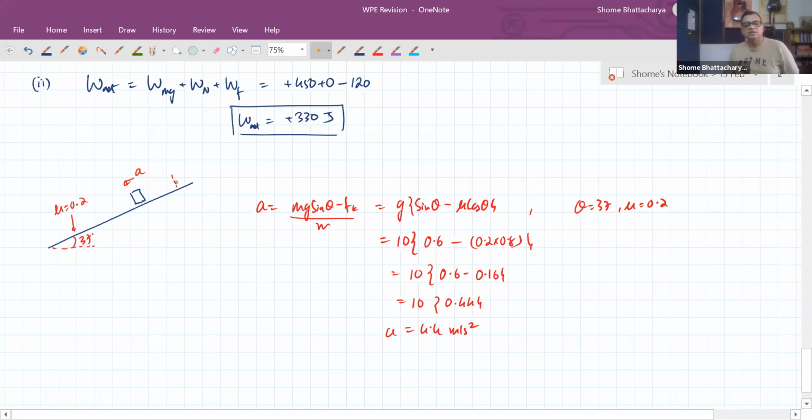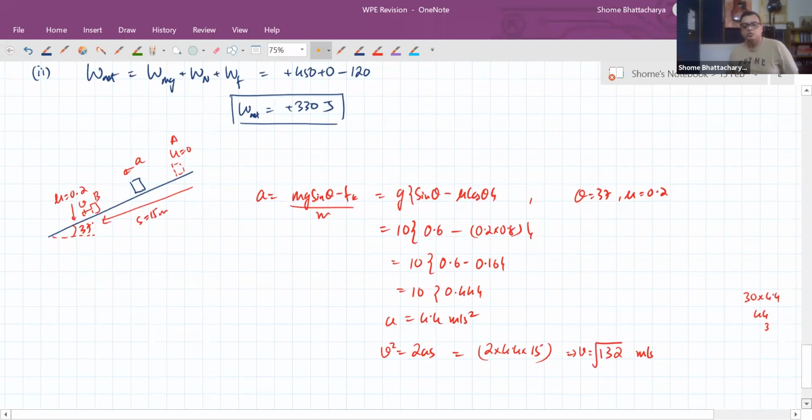So we can also show from kinematics that if the body starts from rest at the point A, then by the time it reaches the point B, which is at a displacement of 15 meters, v square will become 2as. So 2 into 4.4 into 15. Okay, so that will become how much? 30 into 4.4, or so v will become square root of 132.